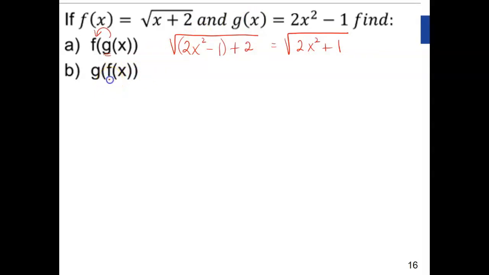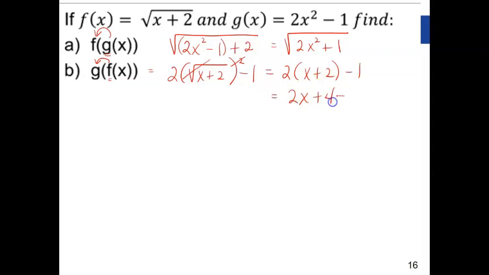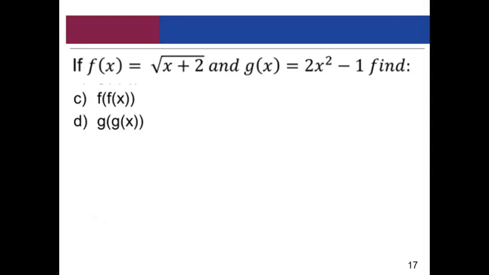On this one, I'm going to take my f and put it into the g. So I'm going to take this f function and put it into the g. Okay, I'll simplify here because the square and the square root cancel each other. So I get 2x plus 3.